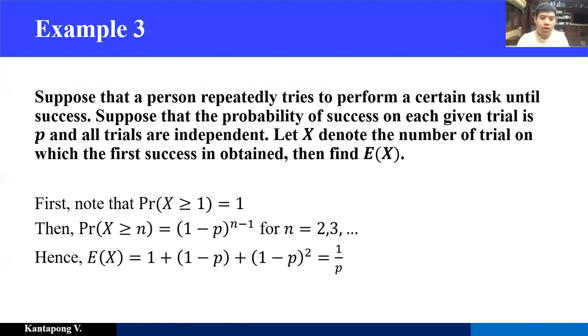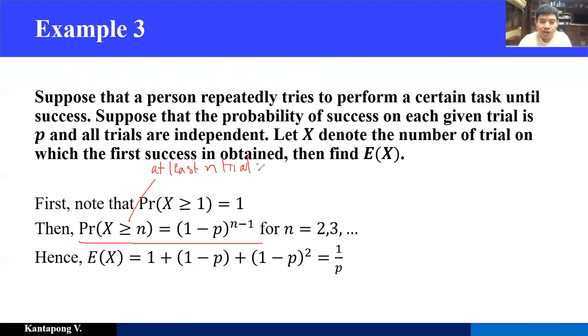Suppose that a person repeatedly tries to perform a certain task until success. The probability of success on a given trial is p, and the trials are independent. We're going to find E of X. First note that the probability that X is greater than or equal to 1 is 1, so they must do the first trial at least. And the second one, probability that X is greater than or equal to n. So that means at least n trials.